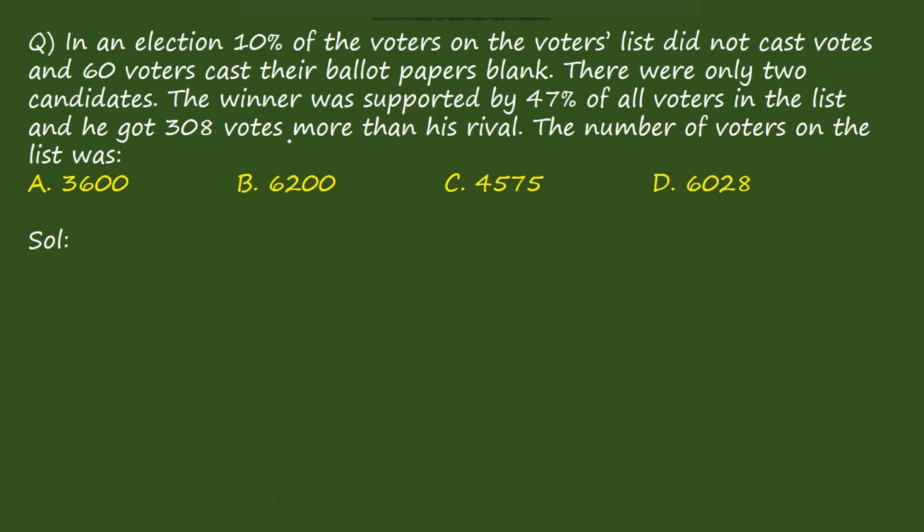There were only two candidates. The winner was supported by 47% of voters in the list and he got 308 votes more than his rival. The number of voters on the list was... Okay, first let's understand the question.